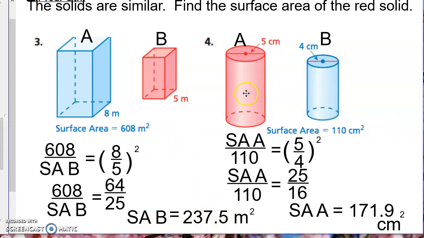Second one, I'm looking for surface area of A, but I do have surface area of B is 110. Then I use the linear measure 5 to 4. Well, 5 squared is 25, 4 squared is 16. So 110 times 25 divided by 16 means the surface area of A is approximately 171.9 centimeters squared.